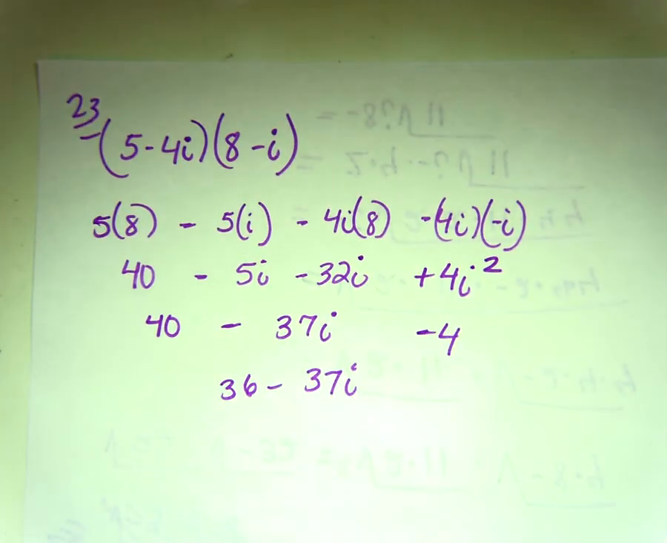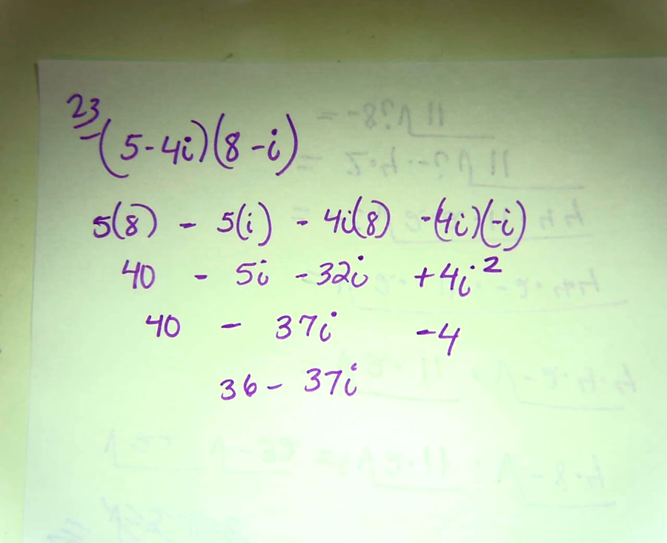Using the FOIL method, aka the distributive property, for this one we're going to multiply everything on the outside by each term on the inside. So now I have 5 times 8, and then 5 times the minus i. I just brought the minus sign over here. Minus 4i times 8, and then minus 4i times, excuse me, negative i.